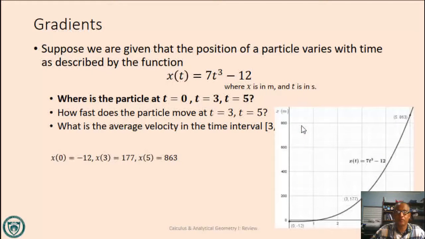So I hope you're beginning to get the sense of this, right? To find out where the particle is given this equation, you just plug these values into it. Sometimes that's called plugging and chugging. So I put 0 in here, I get minus 12. When I put 3 in here, I get 177. And when I put 5 in here, I get 863. So it's moving pretty quickly, right? It's picking up speed actually, right? And how do we know that? We can look at the graph of this and see that the gradient is changing.